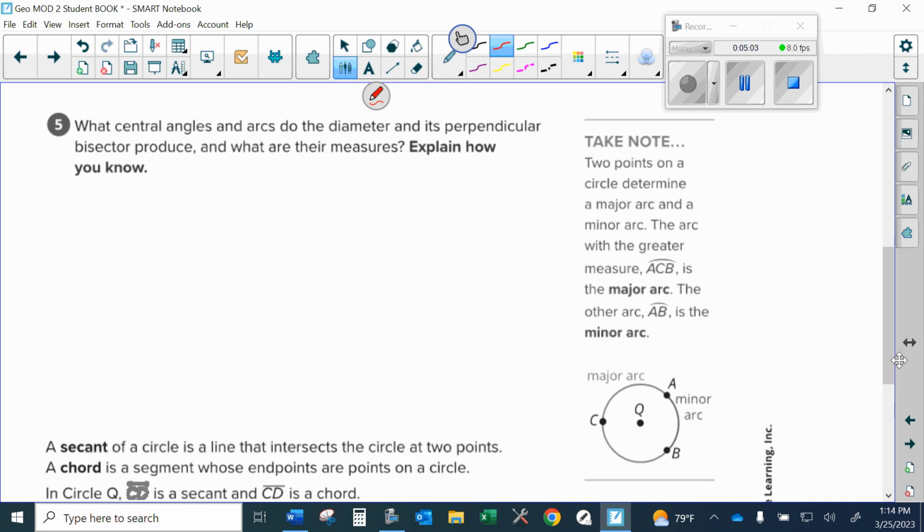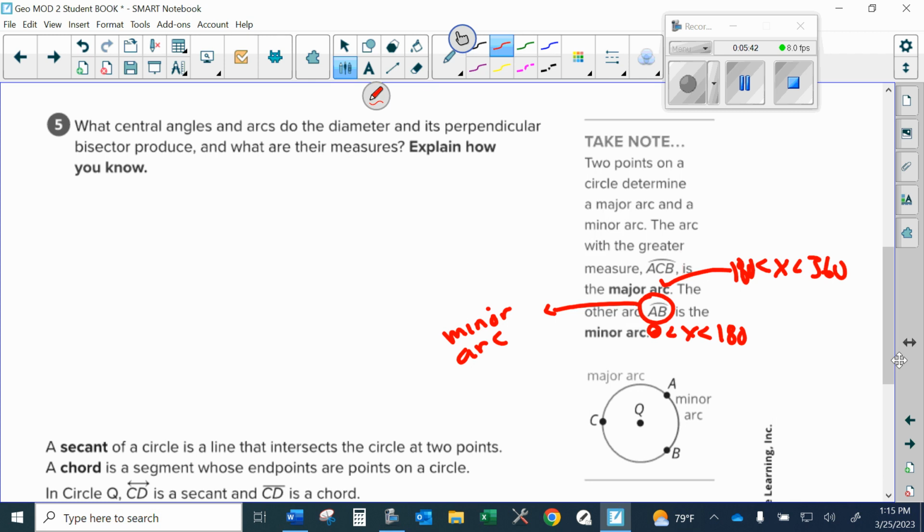Now we're going to talk about arcs, major arc and minor arc. A minor arc is between 0 and 180 degrees. Notice it does not include 0 and 180. A major arc is between 180 and 360. If they only give you two letters, as I do right here, this has to be a minor arc. If it's a major arc, they're going to use three letters.